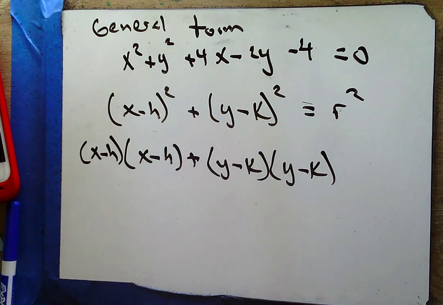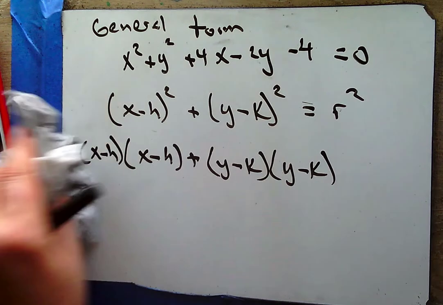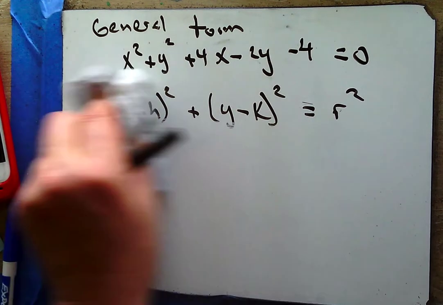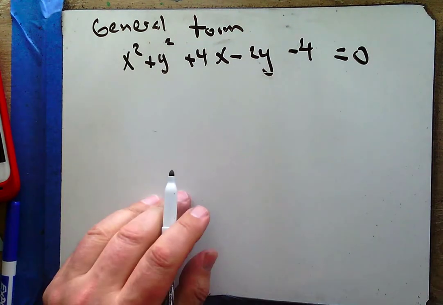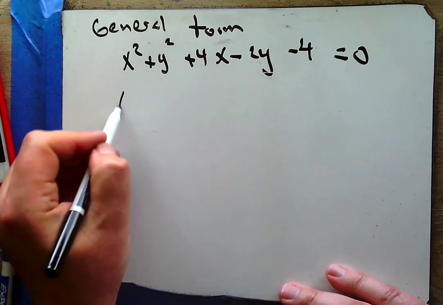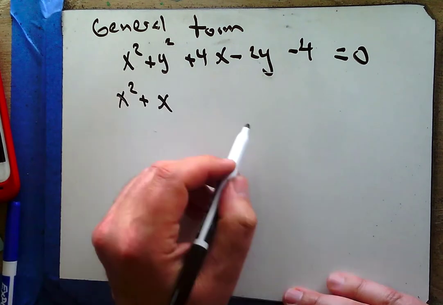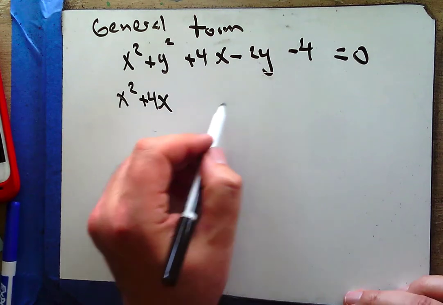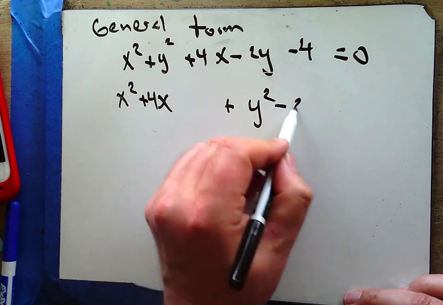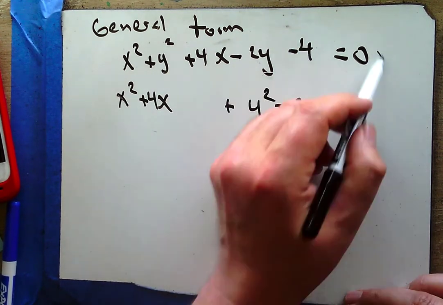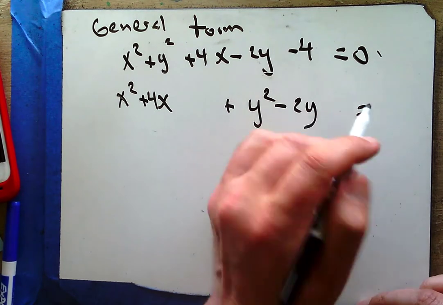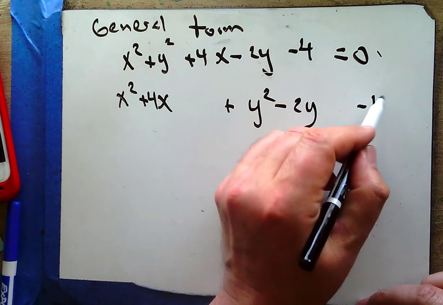So I think what we need to do is completing the square. And not just once, but twice. I need to complete the square for this x stuff, and I need to complete the square for this y stuff, and I've got that minus 4 to deal with.